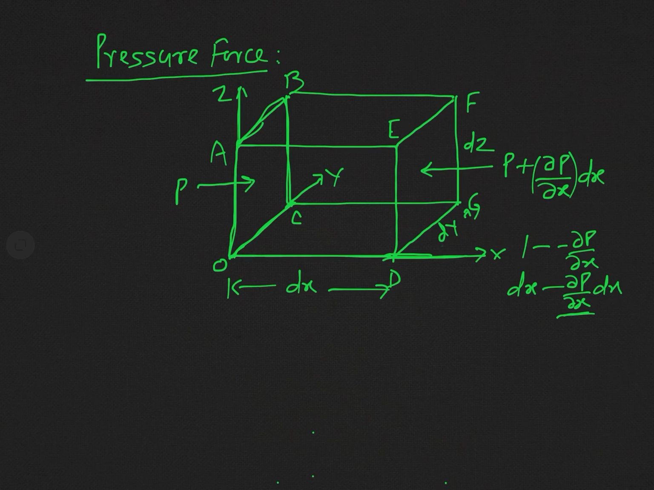And now we will find the net force acting on this volume element in x direction. When we calculate the force acting in x direction, then by analogy with that result we can find the expression for the force acting on this volume element in y direction and in z direction. And after that the net force acting on this volume element can be calculated by the vector addition of the forces.